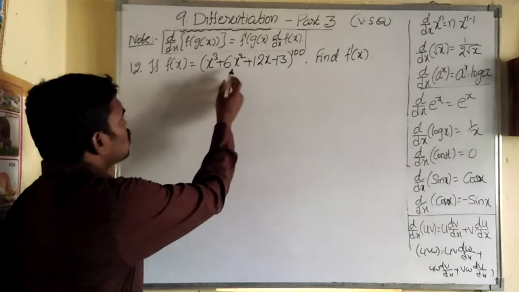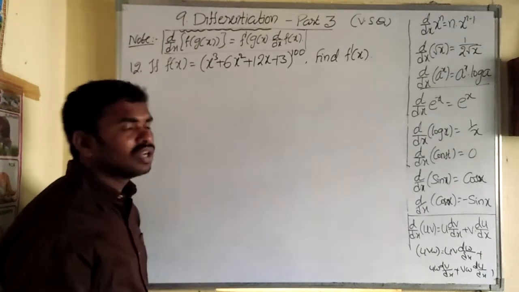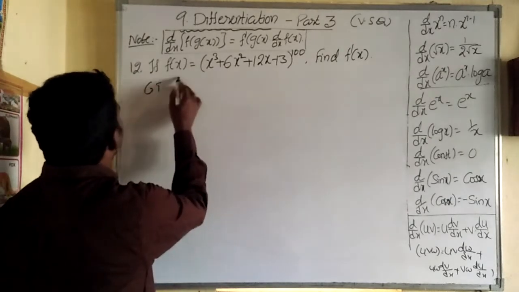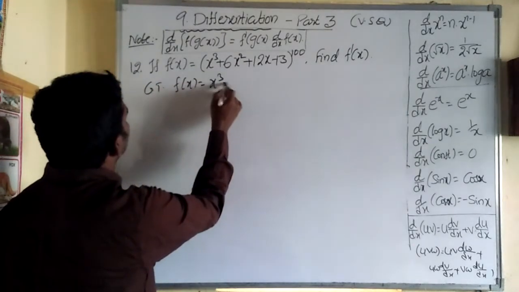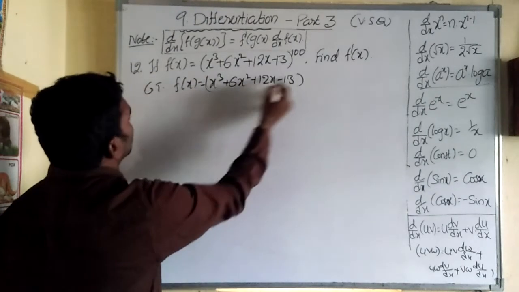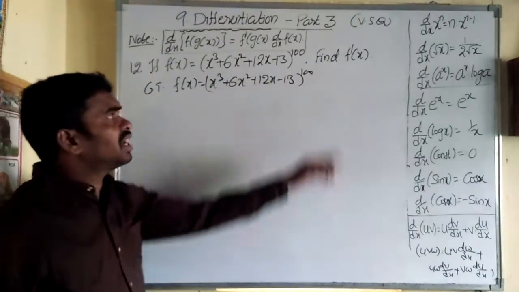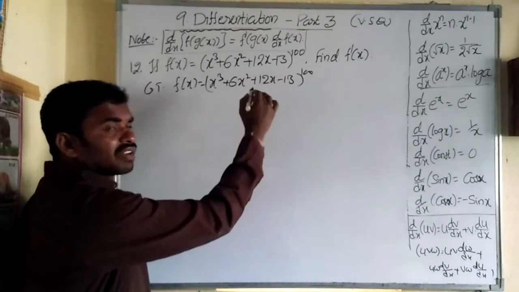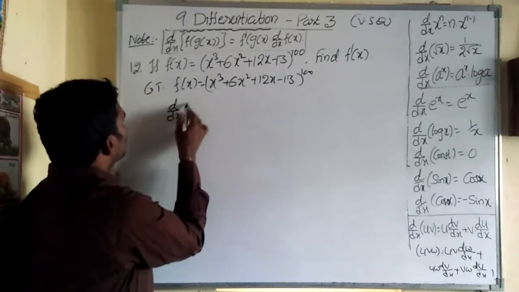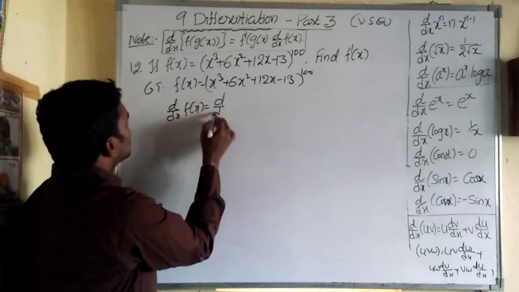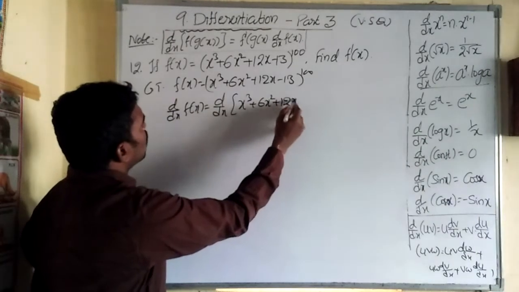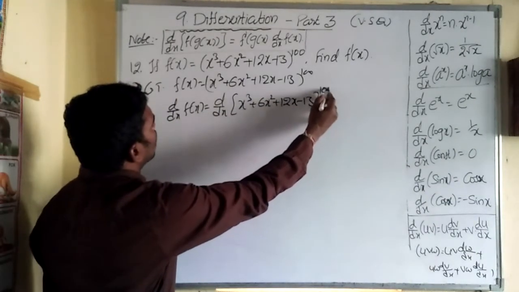See the question. If f of x is equal to x cube plus 6x square plus 12x minus 13 whole power 100, then find f dash of x. First, as usual, read what is given: x cube plus 6x square plus 12x minus 13 whole power 100. We have to find f dash of x. To find f dash of x, differentiate both sides with respect to x. Then we get d by dx of f of x is equal to d by dx of x cube plus 6x square plus 12x minus 13 whole power 100.